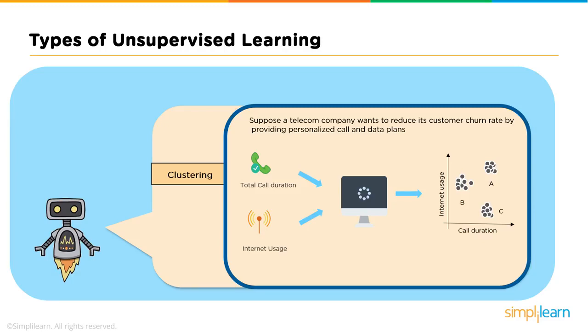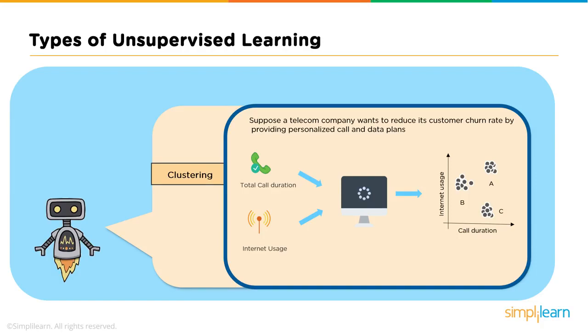As you can see in the chart on the right hand side, customers in Group A use more data and also have high call duration. Group B customers are heavy internet users, while Group C customers have high call duration. So Group B will be given more data benefit plans, while Group C will be given cheaper call rates to buy their loyalty. So this was the example of clustering.